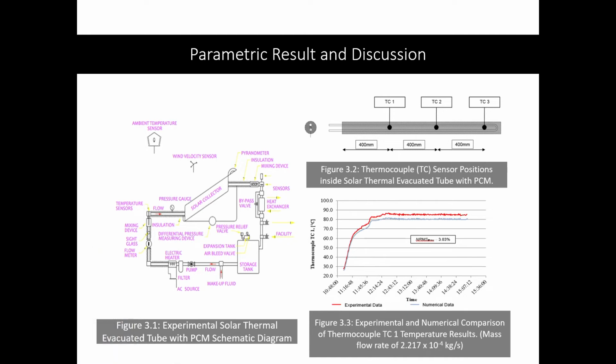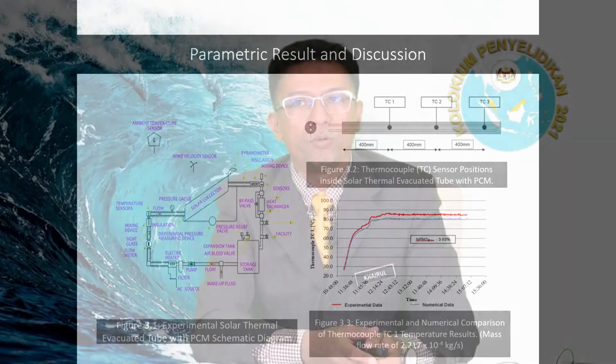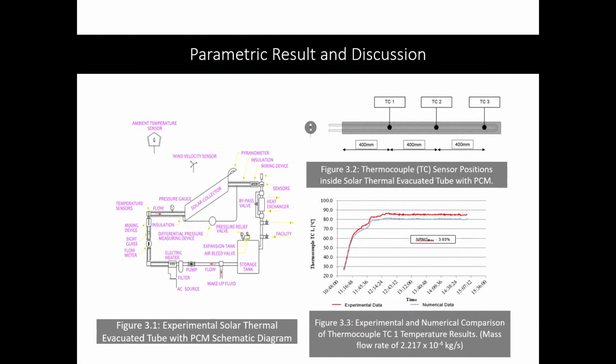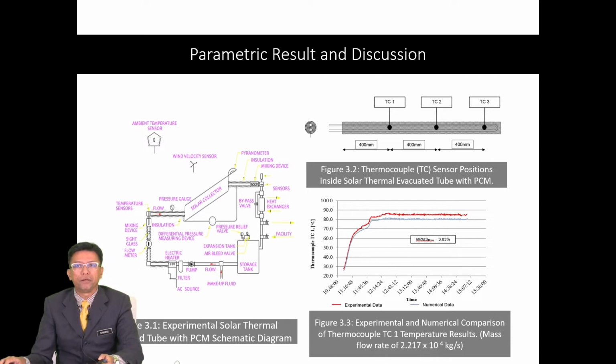Thermocouples were inserted at positions as shown, TC1, TC2 and TC3, each duplicating the position of simulation for purpose of validation. As a result, from the graph comparison at TC1, highest temperature with normalized root mean square difference of 3.03%.